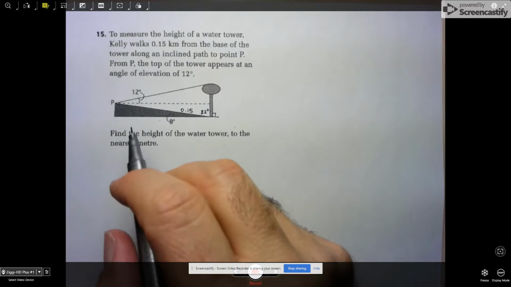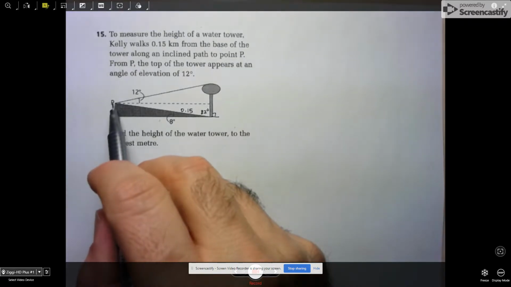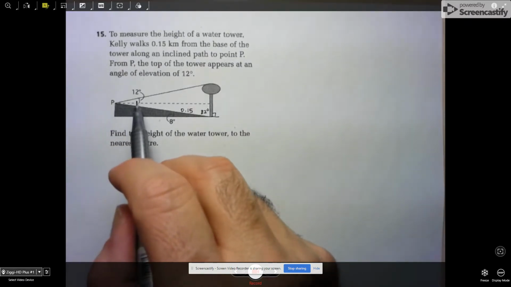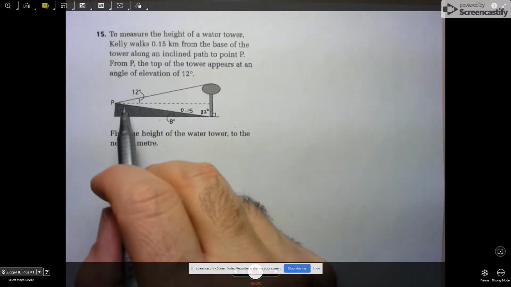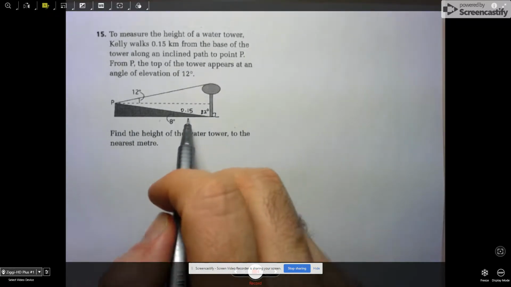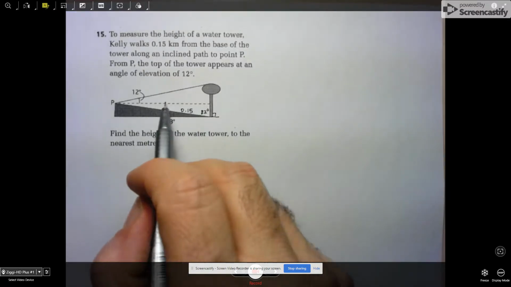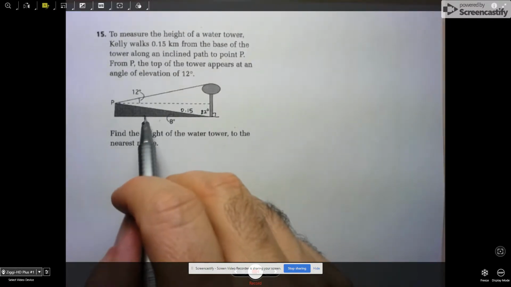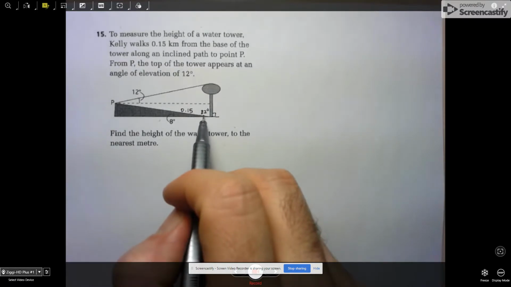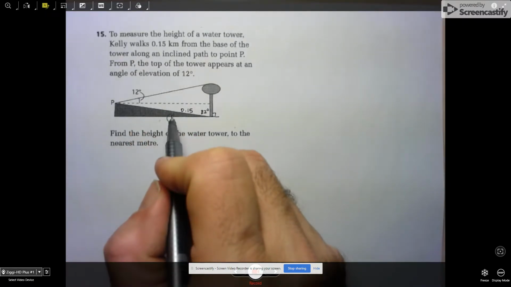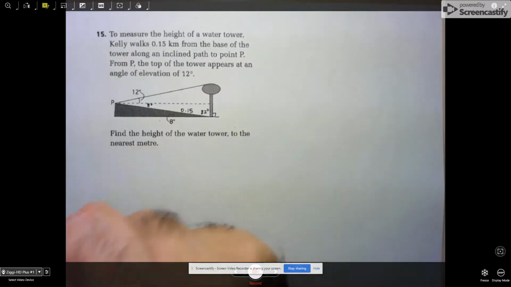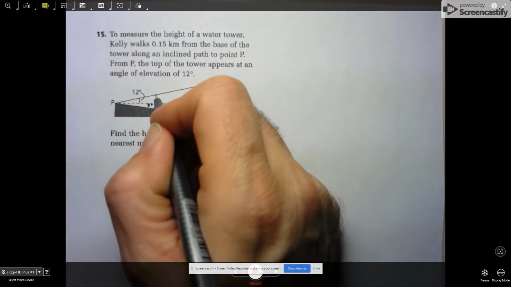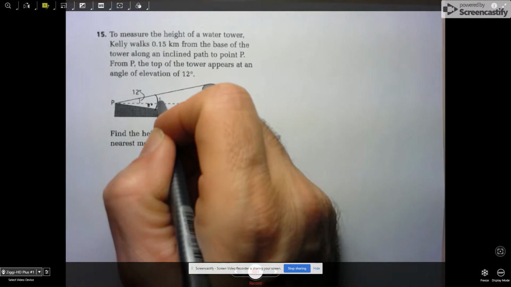Now the other thing I see is that, remember that when we talk about an angle of elevation, it's always from the horizontal. So it means that this line here is parallel to the ground. So we have a Z pattern here. Because these two lines are parallel, and this incline crosses both of them, if this is 8 degrees, this must also be 8 degrees. Meaning the total angle here is just going to be 12 plus 8, which is 20.